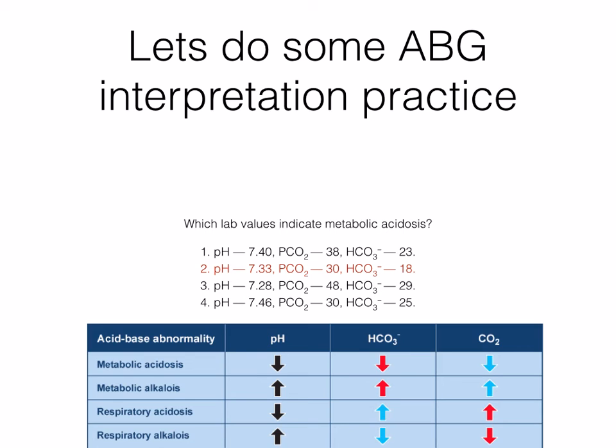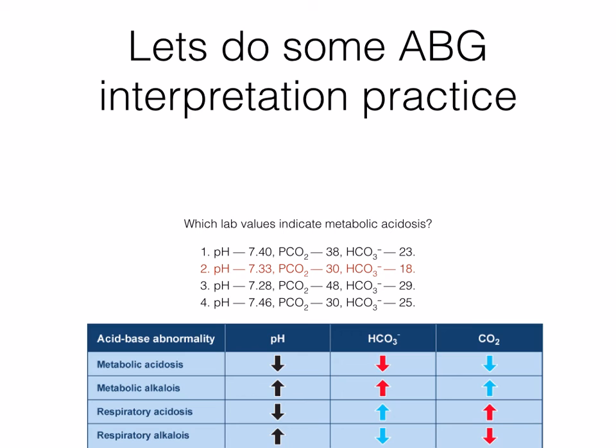But according to the metabolic acidosis table, which is right underneath it, when pH is low, bicarbonate is low, and carbon dioxide is low, then a metabolic acidosis stage is happening. So looking at that table, number 2 is the right answer. So this is how you do the ABG interpretation.